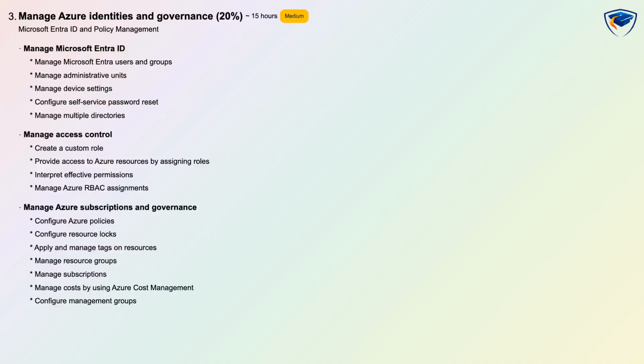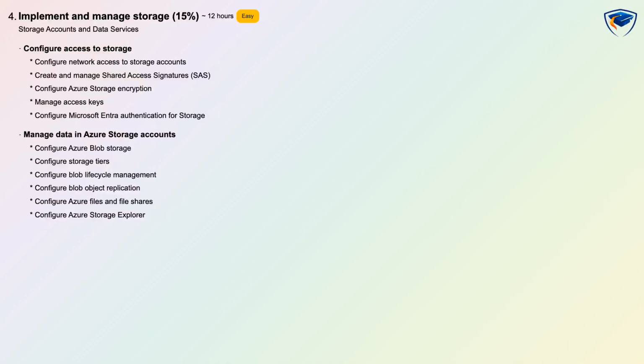In this domain, you'll learn how to create security rules, associate a network security group to a subnet or network interface, evaluate effective security rules, implement Azure Bastion, configure service endpoints, and configure private endpoints. You'll also learn how to configure Azure Load Balancer, configure Azure Application Gateway, implement front-end IP configurations, configure back-end pools, configure health probes, and configure load balancing rules.